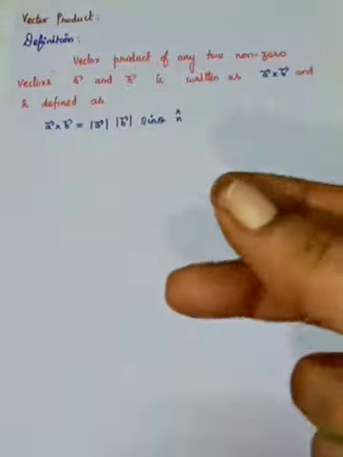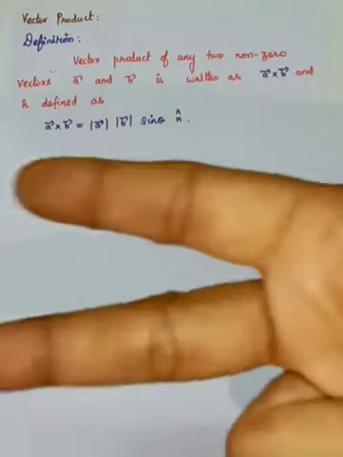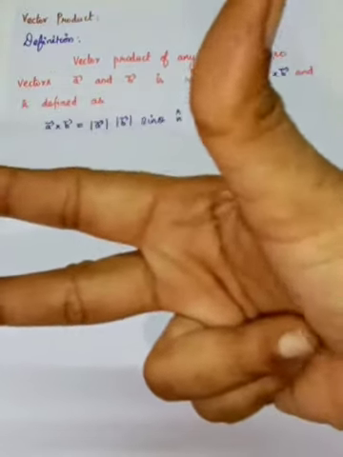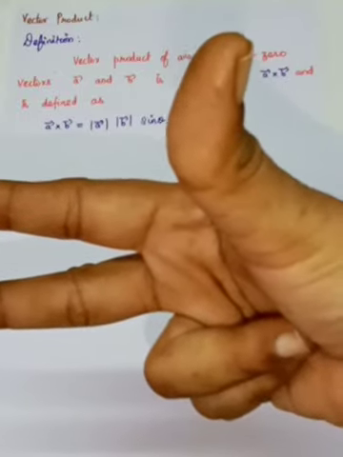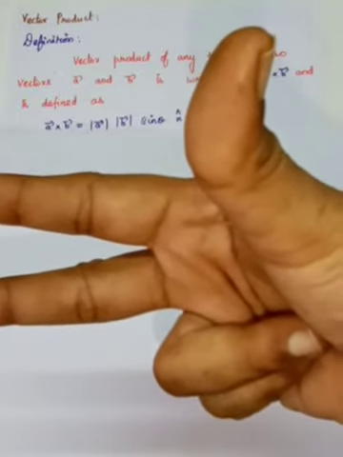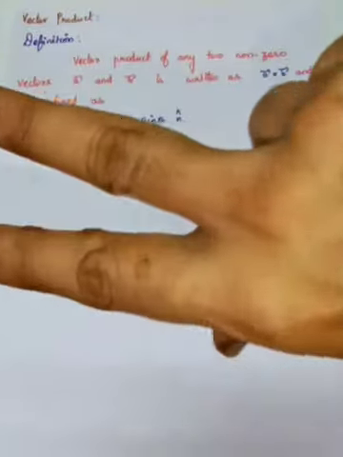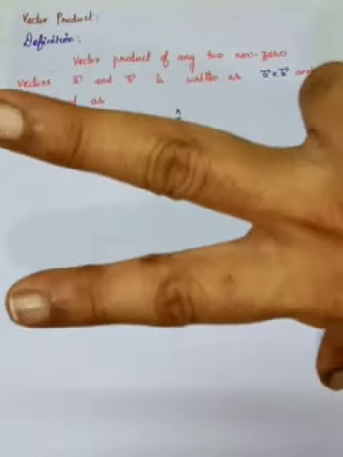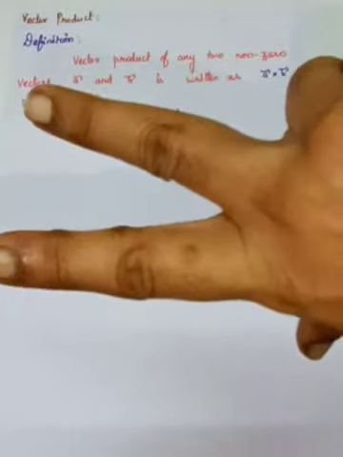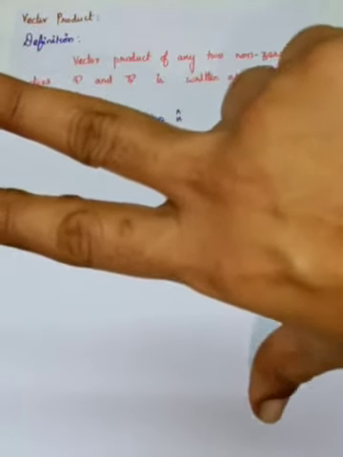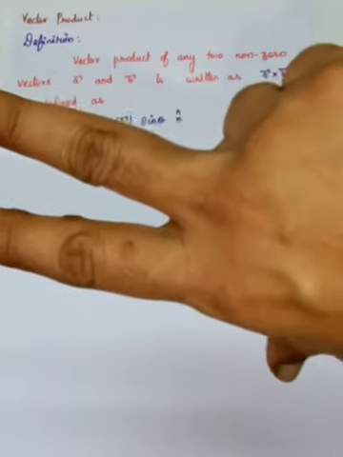Now this is your a vector and b vector, and the thumb will point in the direction of a vector cross b vector. Suppose it moves like this, and this is your b vector and this is your a vector. Then this is your b vector cross a vector.